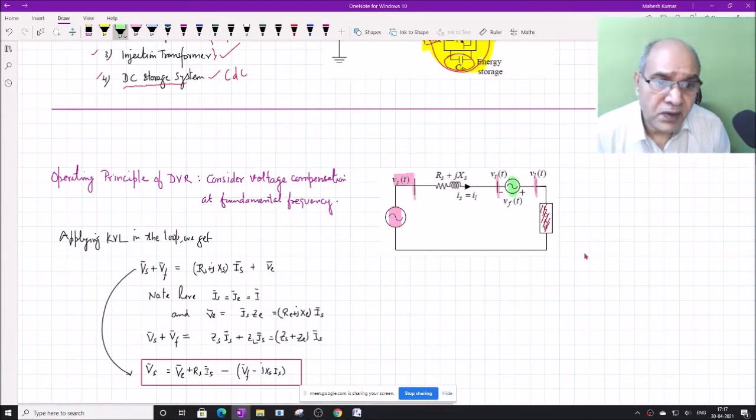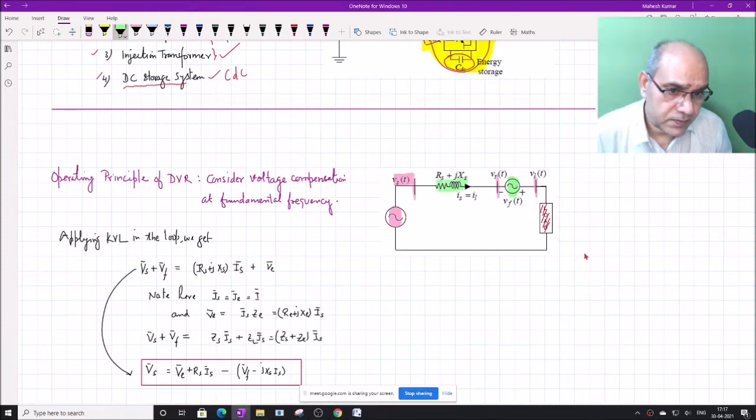The feeder has an impedance of RS plus jXS. The current which is flowing is common, so the current is the same whether IS, IL or I. So IS equals IL equals I.